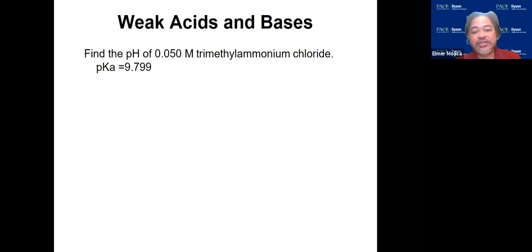F is the initial concentration that is given. So let's try to solve this one. Find the pH of 0.05 molar trimethyl ammonium chloride given the pKa of 9.799. So how are we going to set this up?